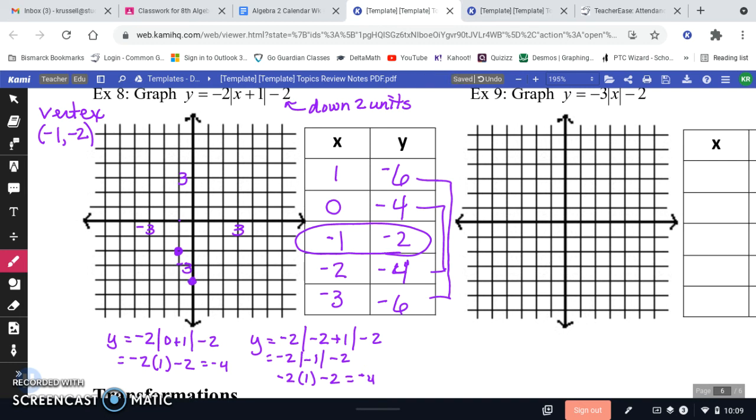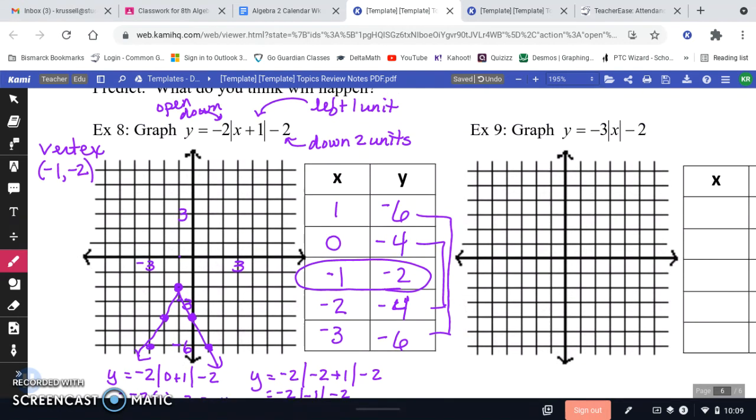So 0, -4, 1, -6, and then I've got similar points on the other side. So here is my absolute value graph. Vertex at -1, -2, and it opens down just like we predicted from that -2 in the front.